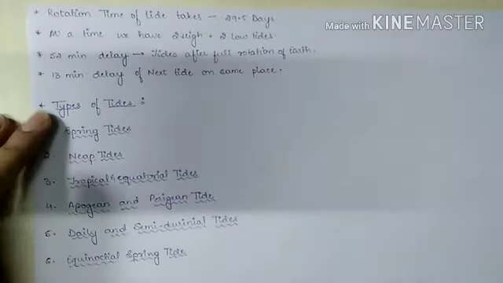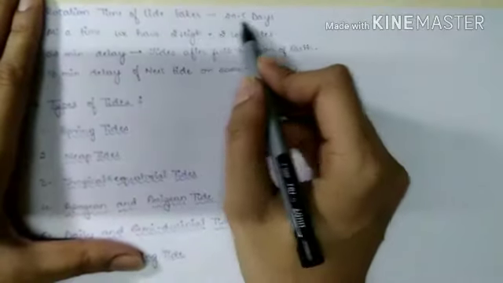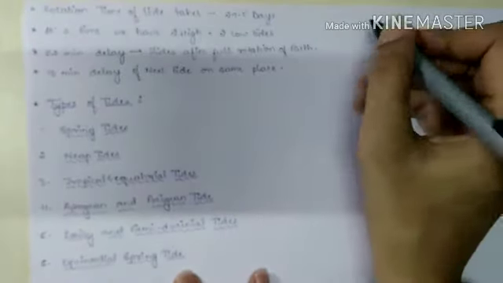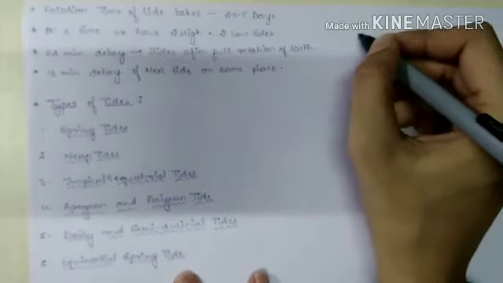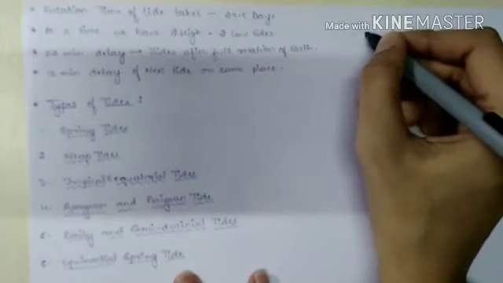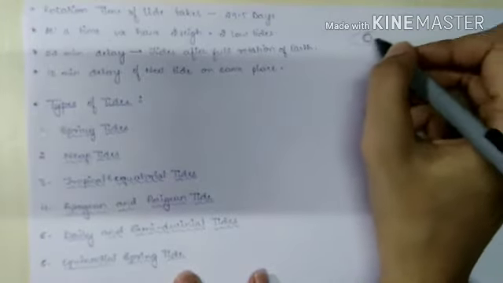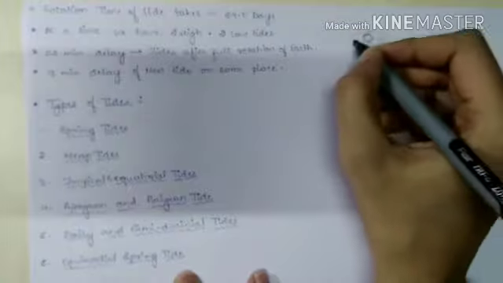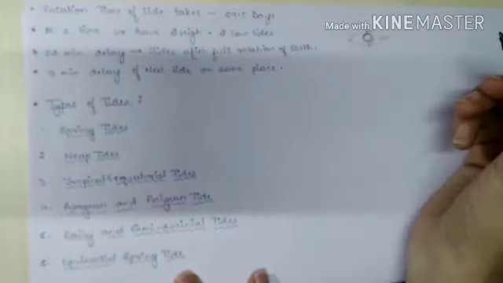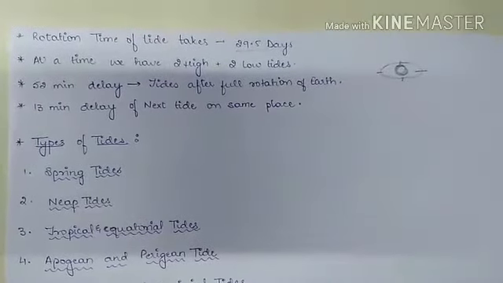Now we have already seen that the rotation time of a tide cycle is 29.5 days. Now at a time when a tide occurs, we have two consecutive high tides and two low tides. So if the tide is occurring, then we will have two consecutive high tides and two low tides at a time.